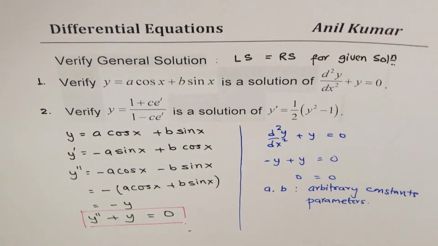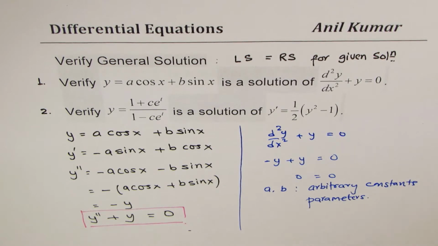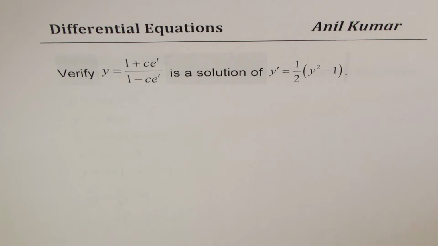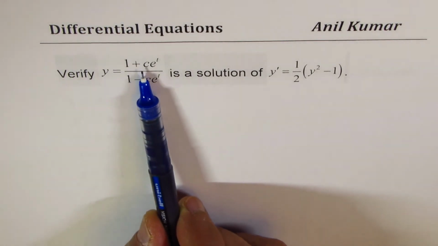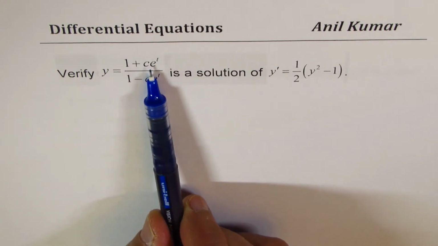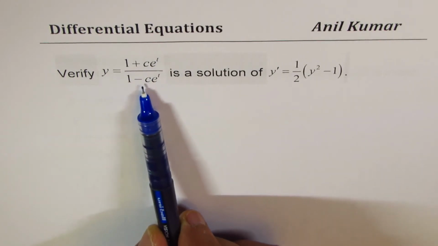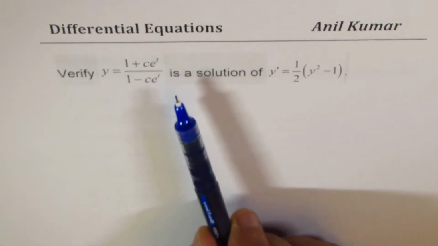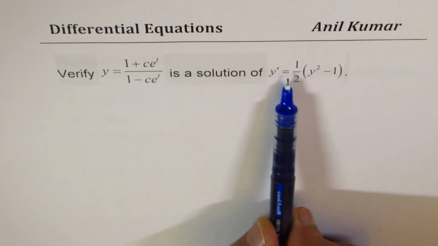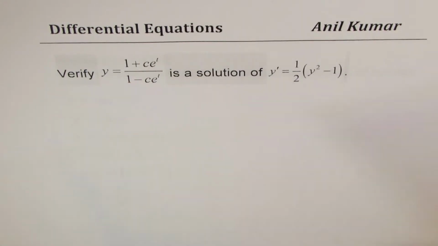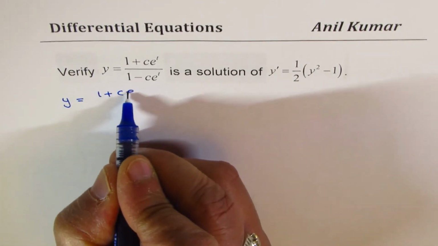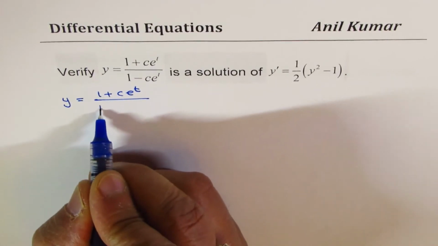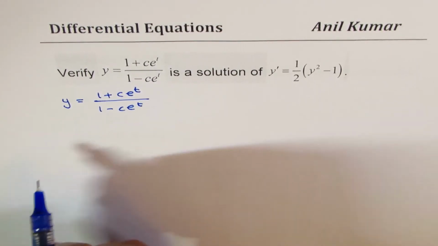Now let's do the second question, which is, let's verify the second part now. Here we are given that y is equal to (1 plus c e to the power of t) over (1 minus c e to the power of t), with the derivative with respect to time, is a solution of this differential equation, correct? So we can begin with the given function, which is y equals 1 plus c e to the power of t over 1 minus c e to the power of t.